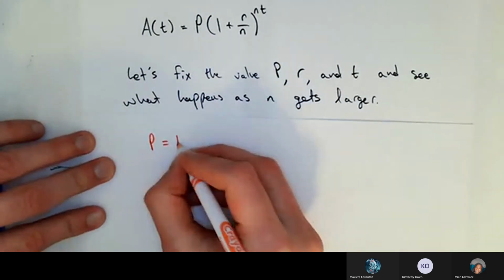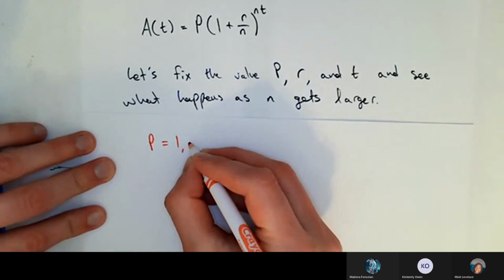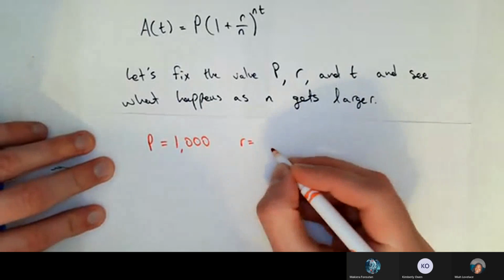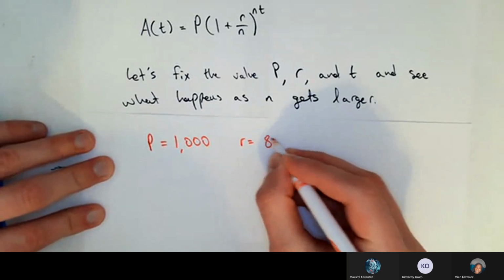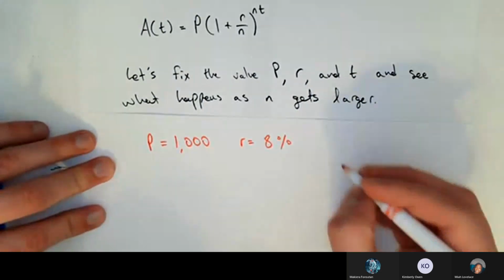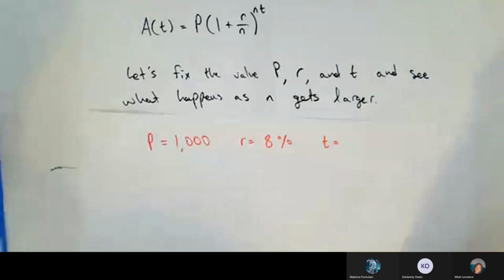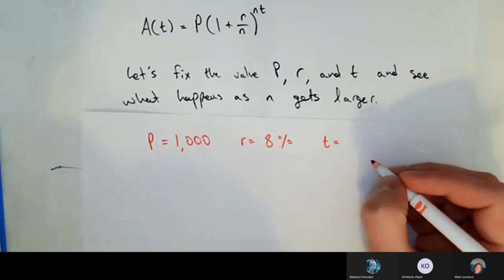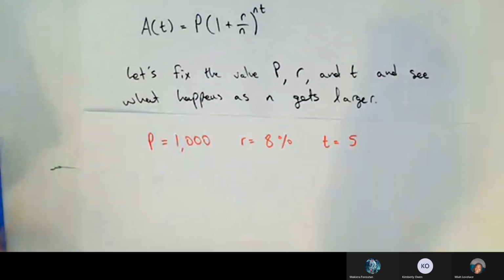So just for simplicity's sake, let's let p equal $1,000. And let's let r equal something sort of realistic like 8% maybe. And let's let time, just for the sake of simplicity, oh, I don't know. I was gonna say 1, but that's not super interesting. So let's just keep time fixed at 5 years. Okay. So what we're gonna do now is set different n values and see what happens to the interest.